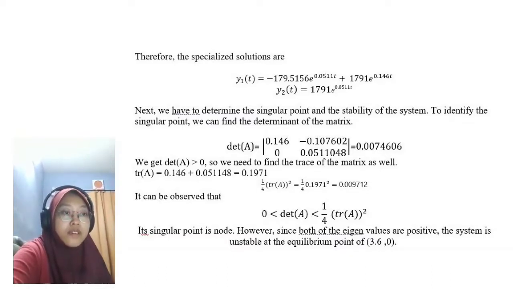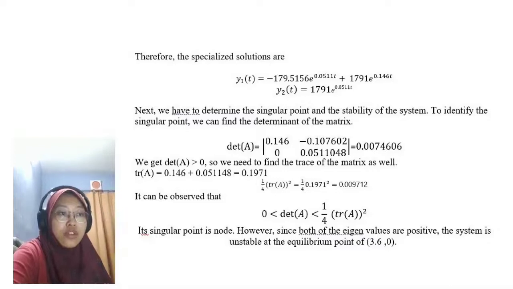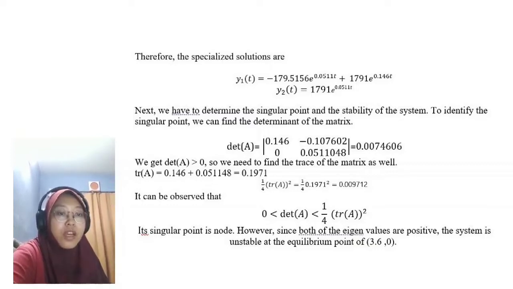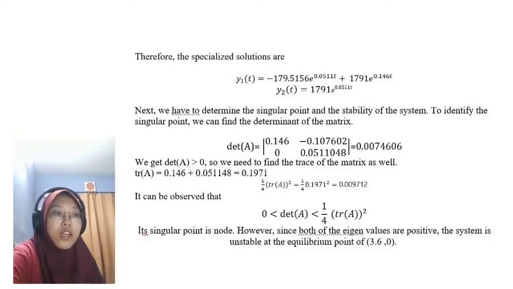So we can observe that the value of determinant A is more than 0 but less than the value of the square of trace A over 4. Hence, based on this, we can conclude that it is not a singular point. However, since both of the eigenvalues are positive, the system is unstable at the equilibrium point of (3, 60).